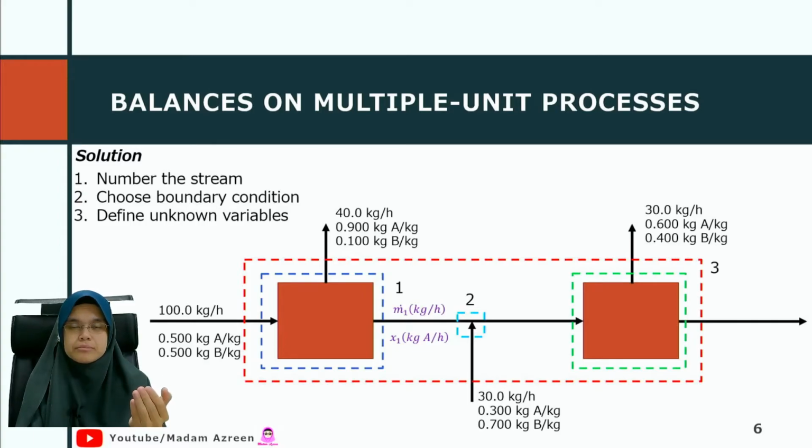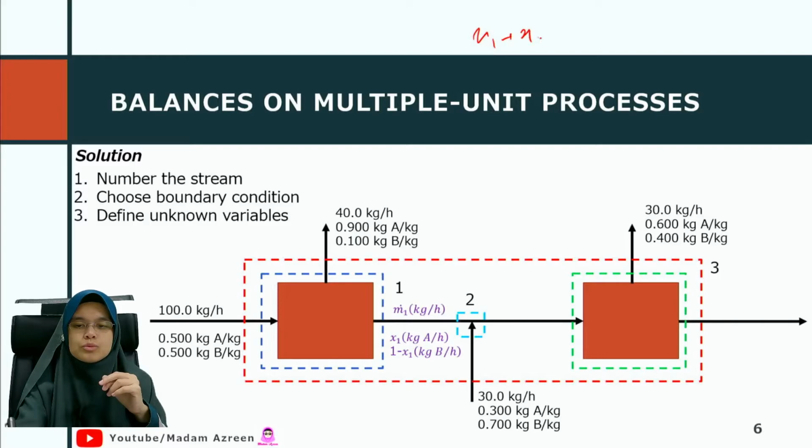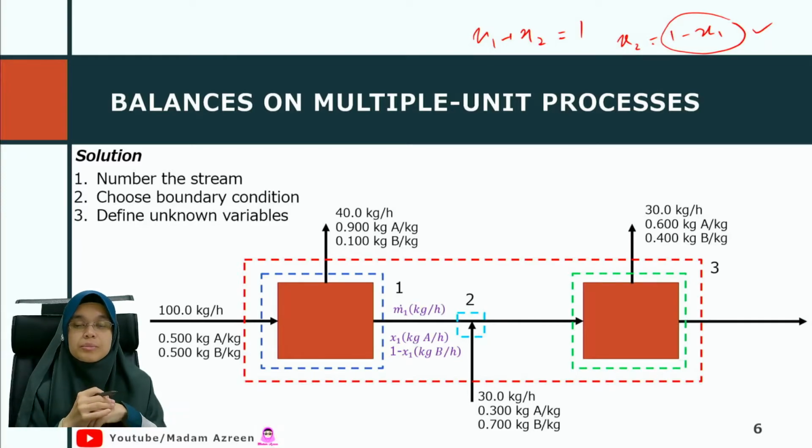Okay, we use M as a mesh and we use X as a composition. We don't know the composition of A here, so we put it as X1, and X2 is 1 minus X1. We don't use X2 because there are only 2 units, and X1 plus X2 equal to 1. So X2 is equal to 1 minus X1. So it's easier for us to just write straight away 1 minus X1 for the composition of B.